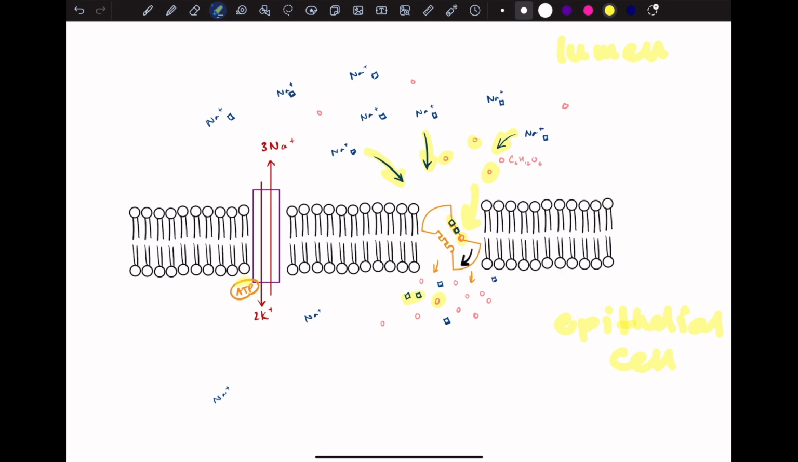And again, the sodium-potassium pump required ATP, but here there was no ATP at all. So in that sense, it's indirect active transport, because we did need ATP in the step before, but technically this channel does not require ATP.